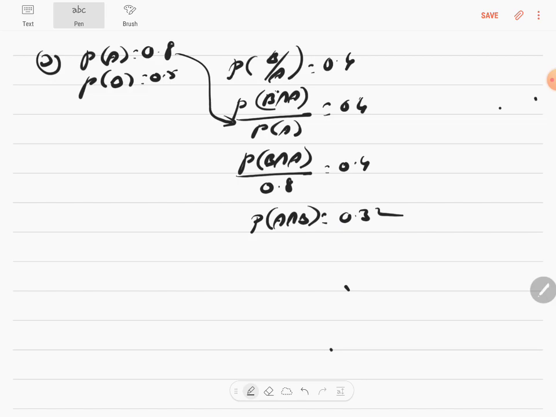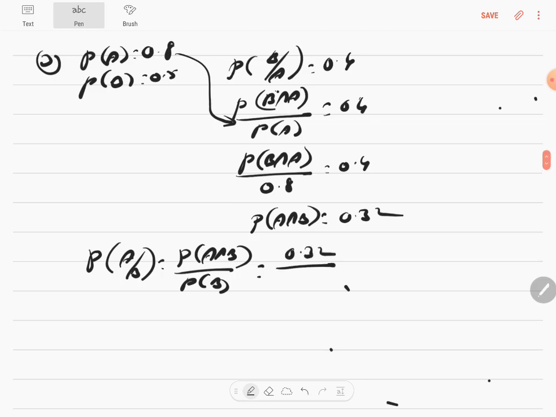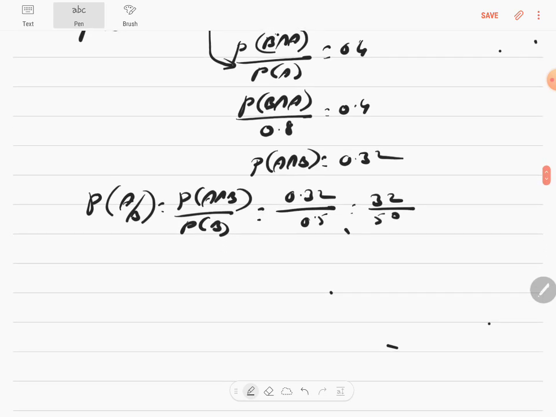What are they asking next? Find P of A intersection B. Then the question is P of A by B, which is P of A intersection B by P of B. A intersection B is what you found, which is 0.32, by P of B, which is 0.5, which is nothing but 32 by 50. Okay, so let's go to next. You can always cancel this, 16 by 25.